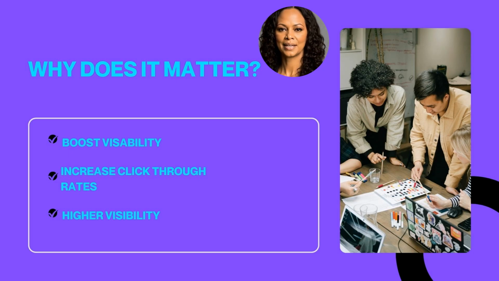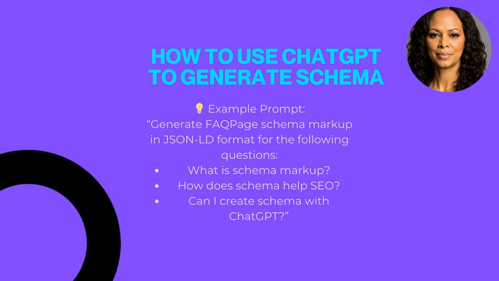Why does schema matter? It can boost your visibility, increase click-through rates, and help your business stand out in crowded search results. Google loves websites that make it easy to understand their content, and Schema does exactly that. More visibility equals more traffic. And when search engines understand your page better, you can qualify for rich results like stars, pricing, or people also ask sections. Here's the exciting part.